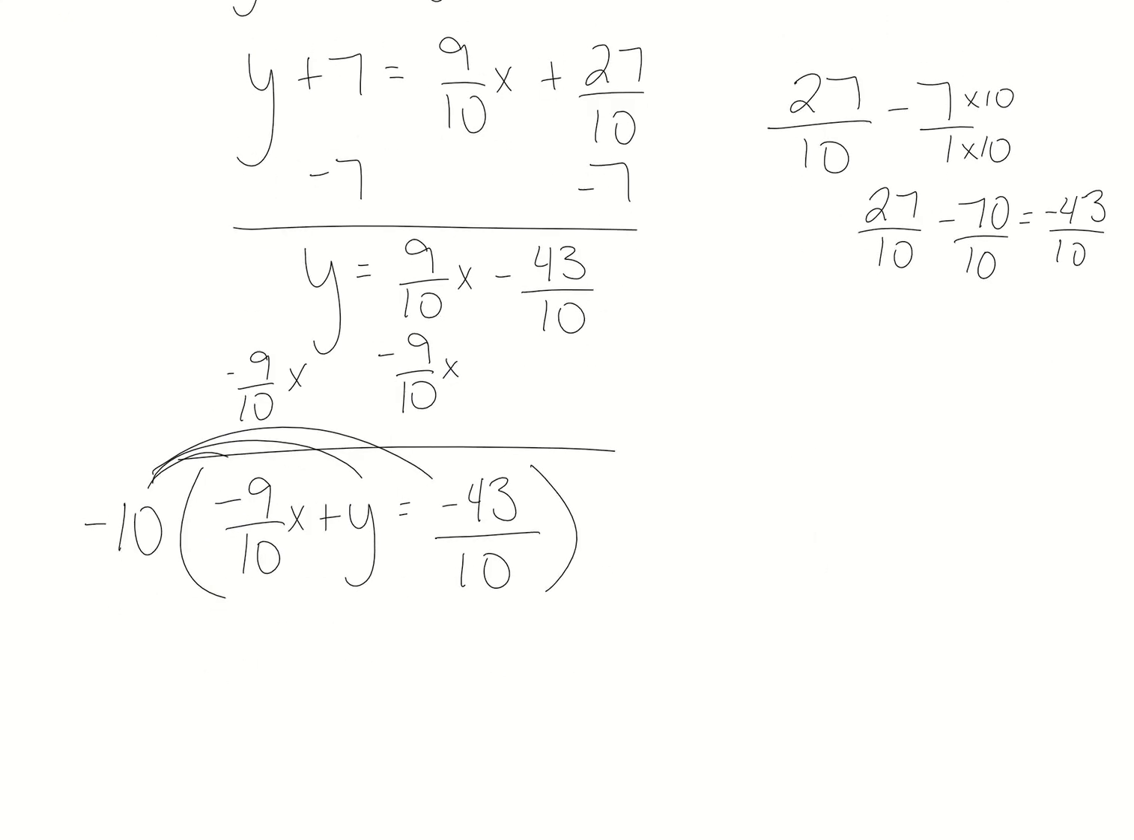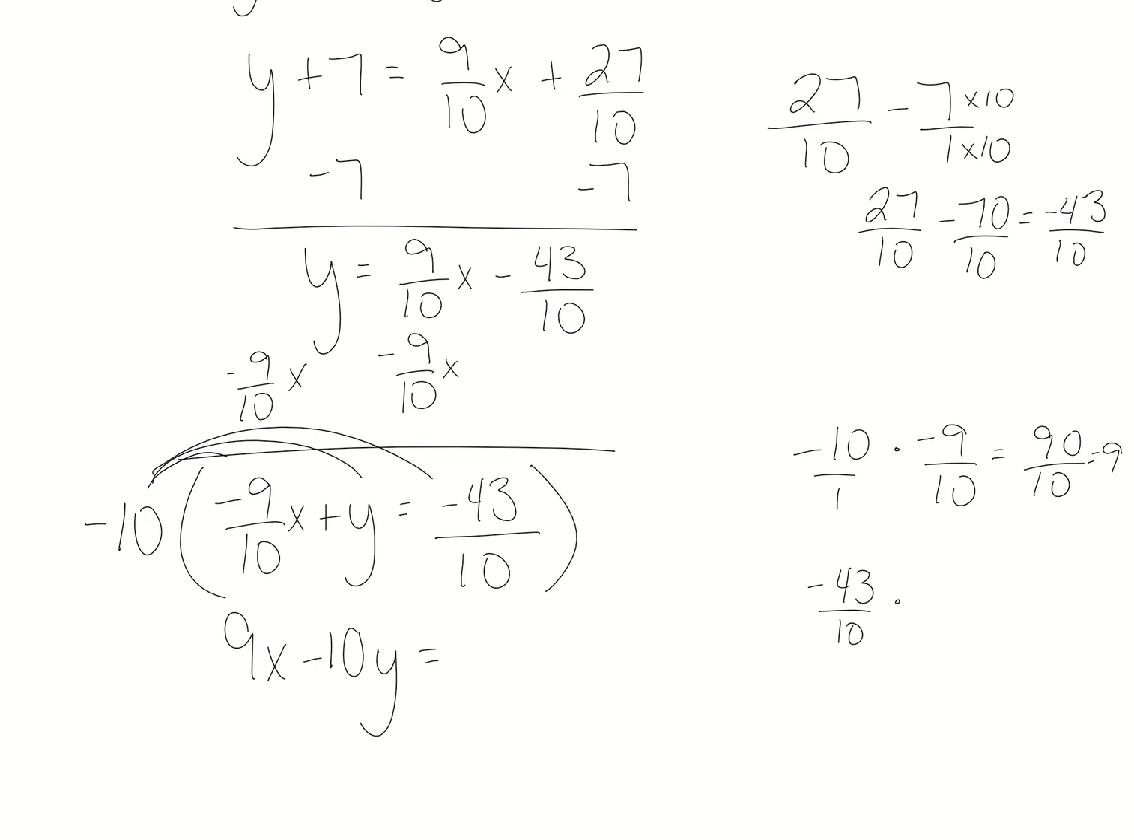Okay? So negative 10 times negative 9 over 10. If I put this over 1, I get positive 90 over 10, which simplifies to 9. So I get 9x. Negative 10 times a positive 1 is a negative 10y. And negative 43 over 10 times negative 10 over 1. These two become positive. You get 430 over 10, which simplifies to 43. And there's your solution for the second one.